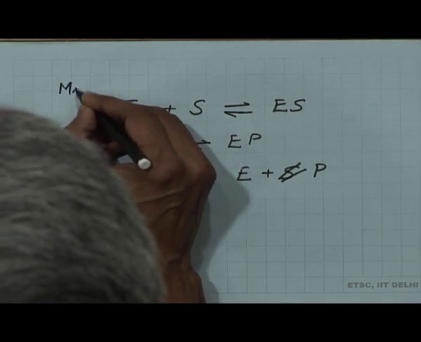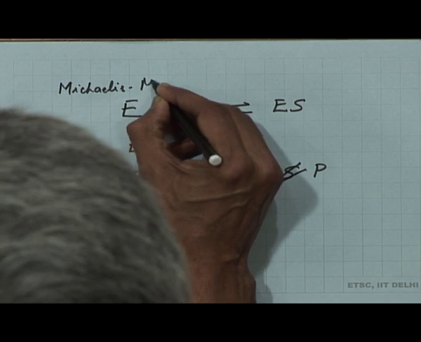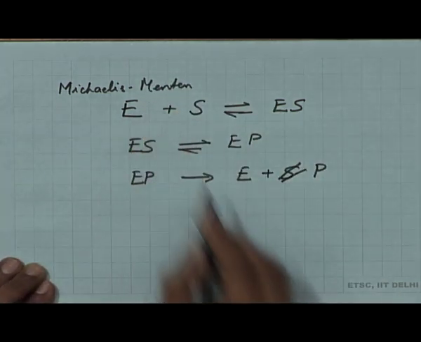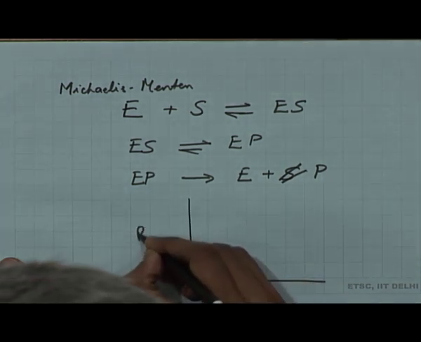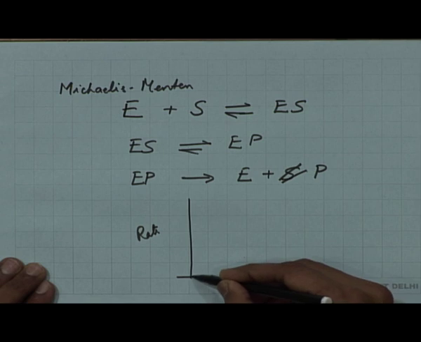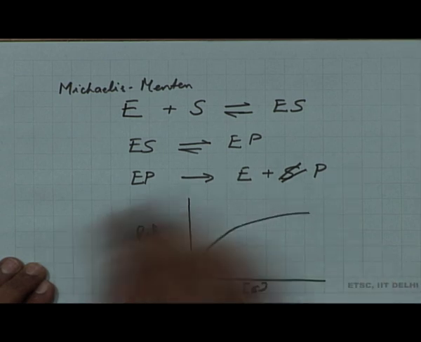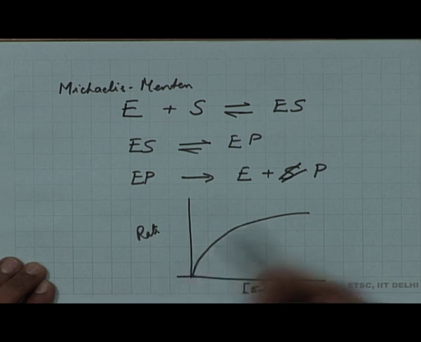This is attributed to two scientists. This mechanism is called Michaelis-Menten. And if you look at the rate of these enzyme catalyzed reactions as a function of the substrate concentration, you will find something which goes like this. So typically in all enzyme catalyzed reactions, you will see the rate variation with substrate go like this.